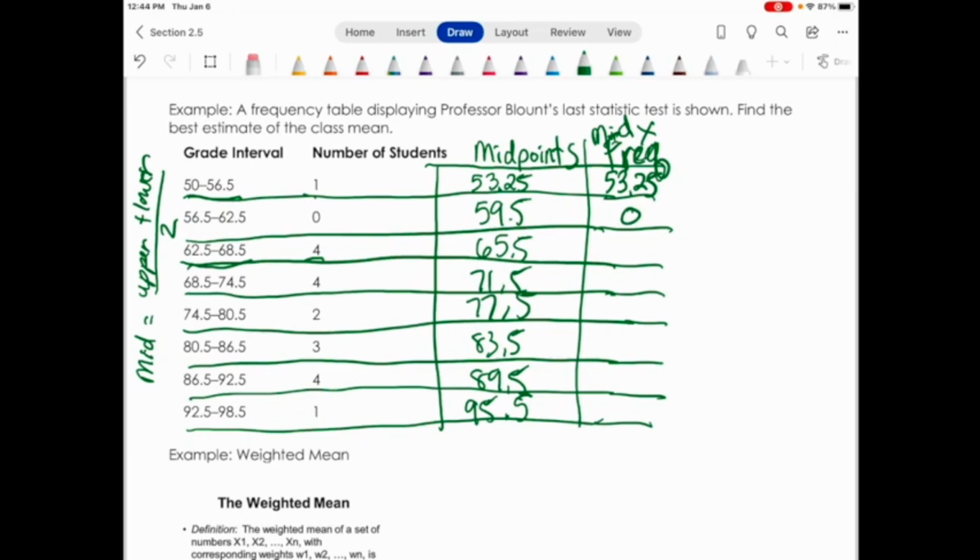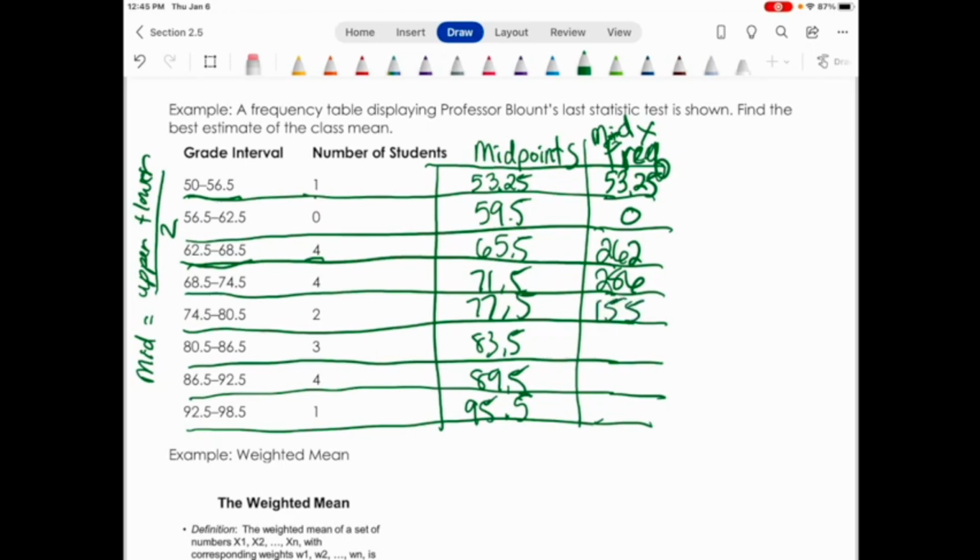For the next interval, I know I have 4 grades that are around 65.5, so I'm going to find out what that is. I'm going to take 65.5 times 4, that's going to give me 262. Then in the next class, I have 4 grades that are around 71.5. That's going to give me a total of 286. I know I have 2 grades that are around 77.5. So that's going to give me 155.